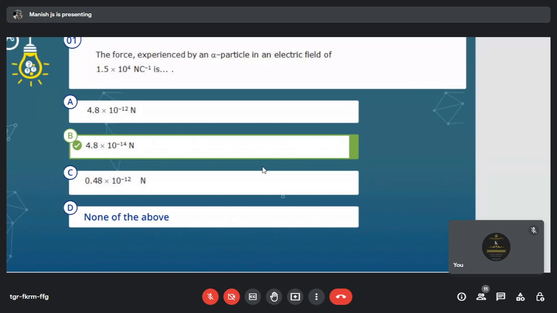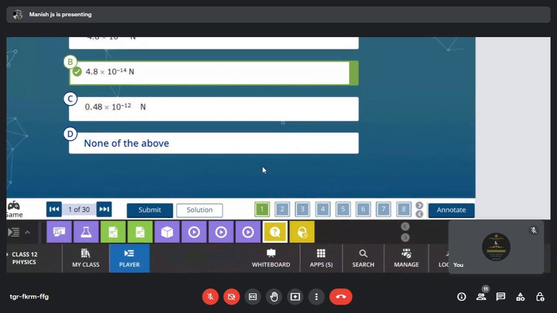Okay. So the charge. So we'll go to the next one. That is the idea.